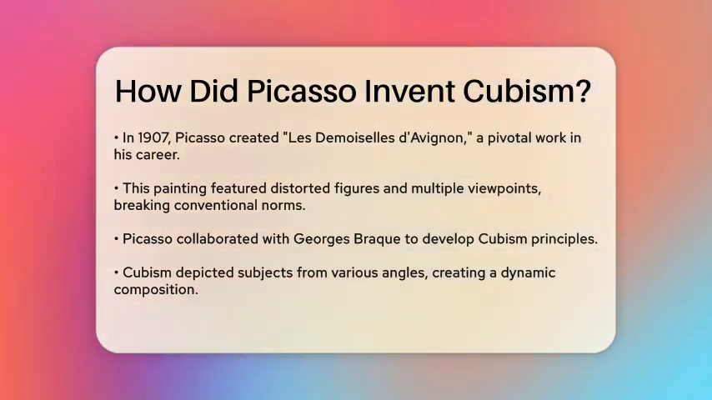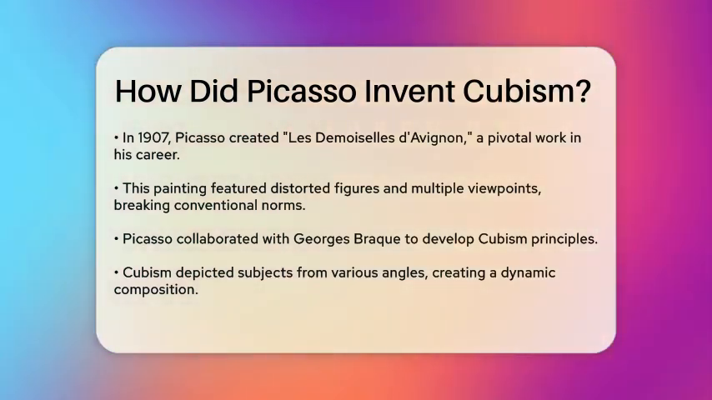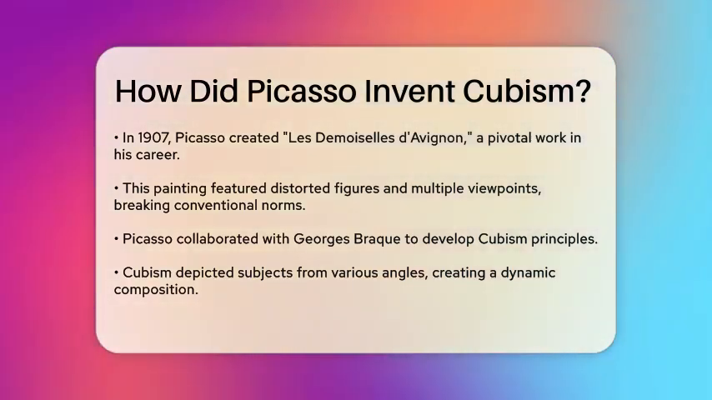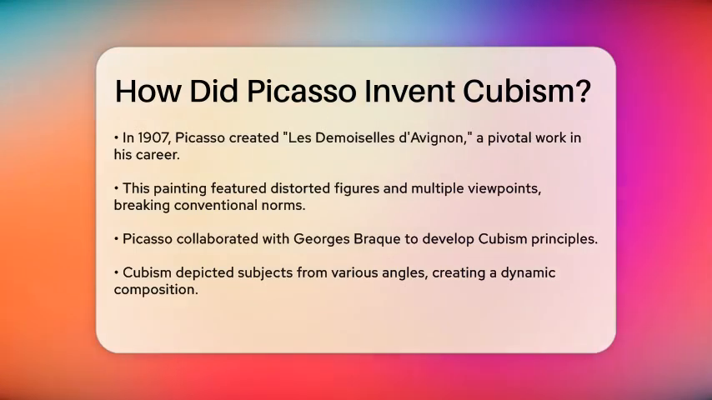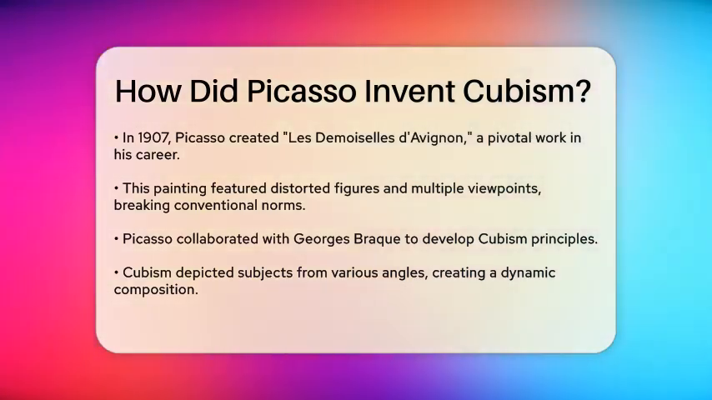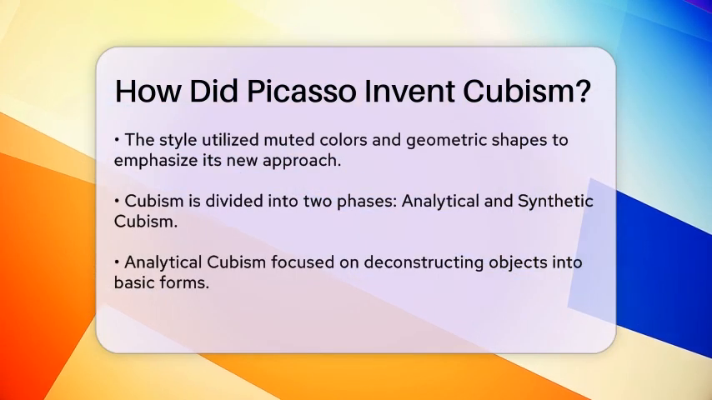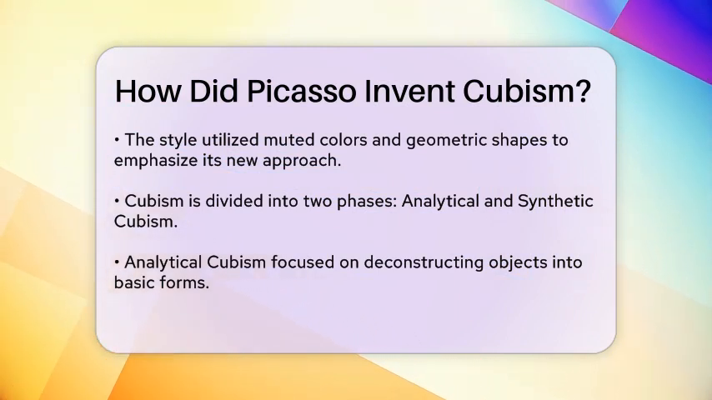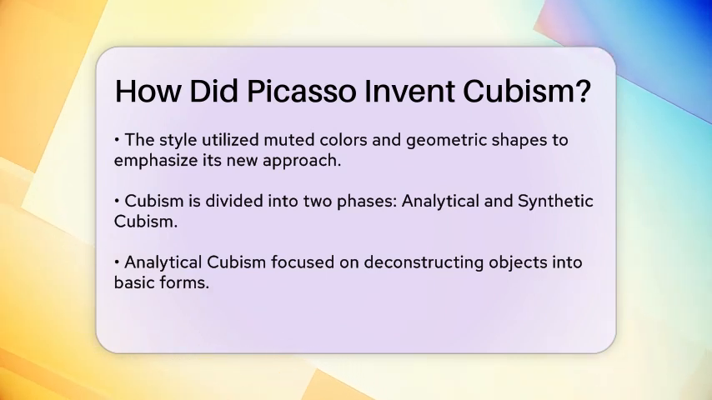Around the same time, Picasso collaborated with fellow artist Georges Braque. Together, they developed the principles of Cubism, which involved depicting subjects from various angles and combining them into a single composition. This technique allowed them to present a more dynamic and fragmented view of reality. They often used muted colors and geometric shapes to further emphasize this new approach.